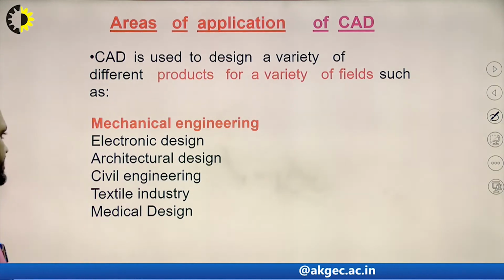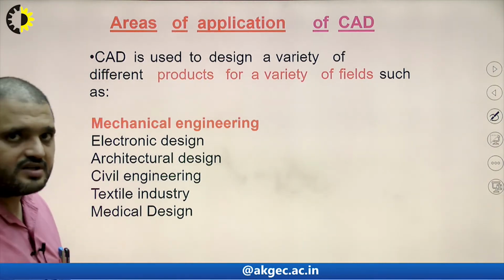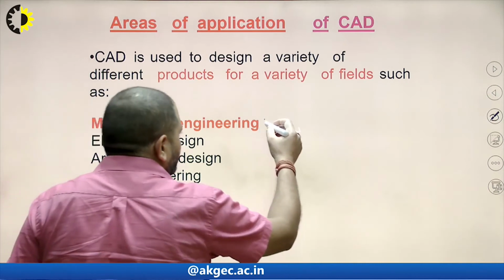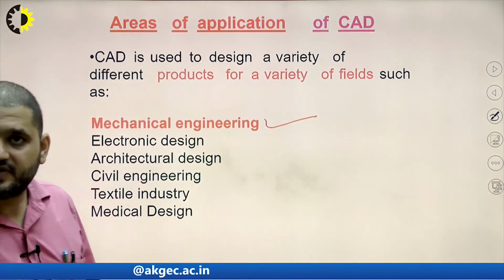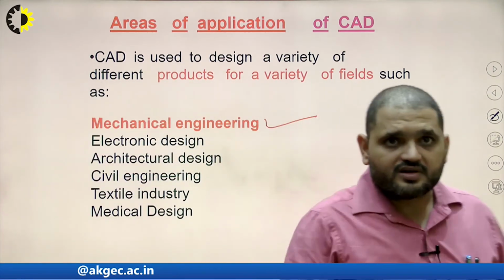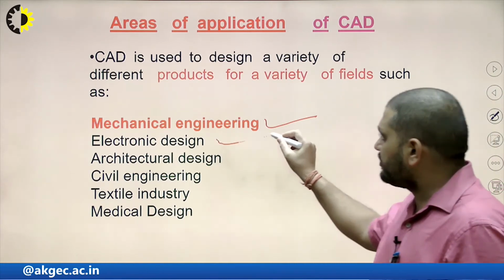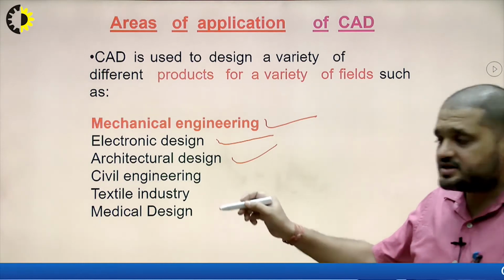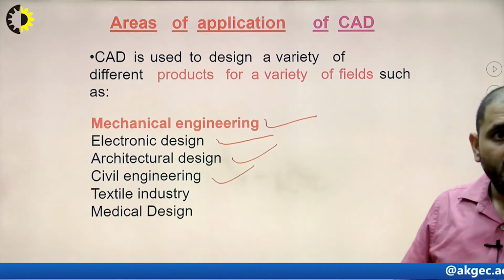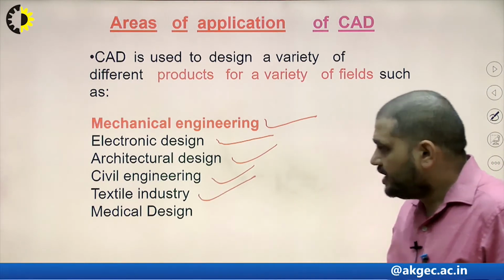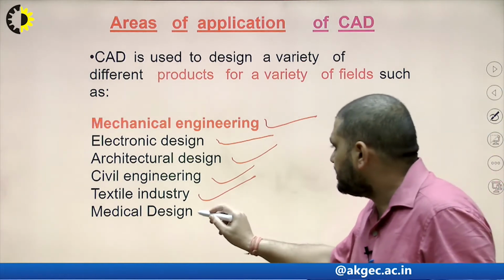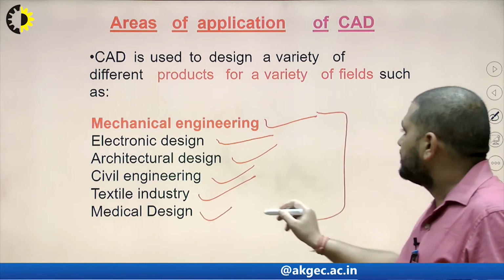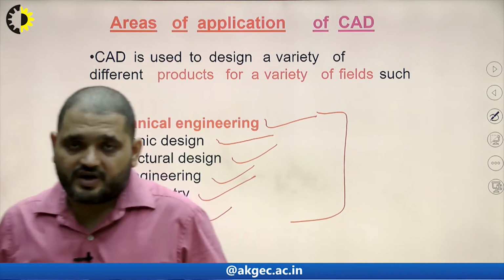Okay, so these are basically some fields. Topmost is mechanical engineering, which basically is concerned with the manufacturing of a product. Then electronic design, CAD is also used in electronic design. Architectural design for the civil engineers, in civil engineering, in the textile industry, in medical design. So these are the fields in which CAD is being used widely.